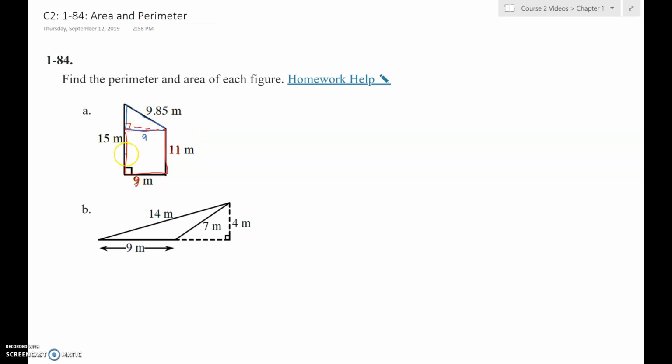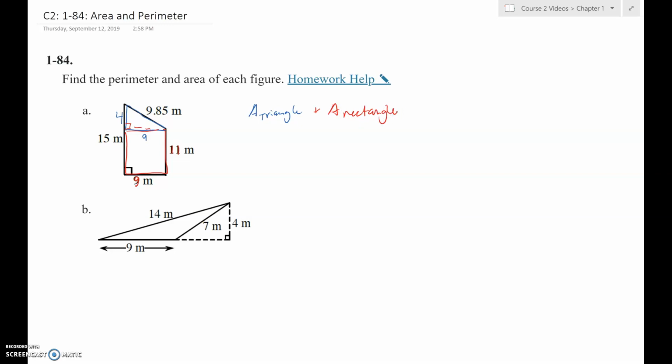If this distance from here to here is 11 and the whole thing is 15, I know that this up here must be 4 meters. So I've got a 9 by 11 rectangle and a triangle with a base of 9 and a height of 4. So to find the area, I'm going to take the area of the triangle and add the area of the rectangle.